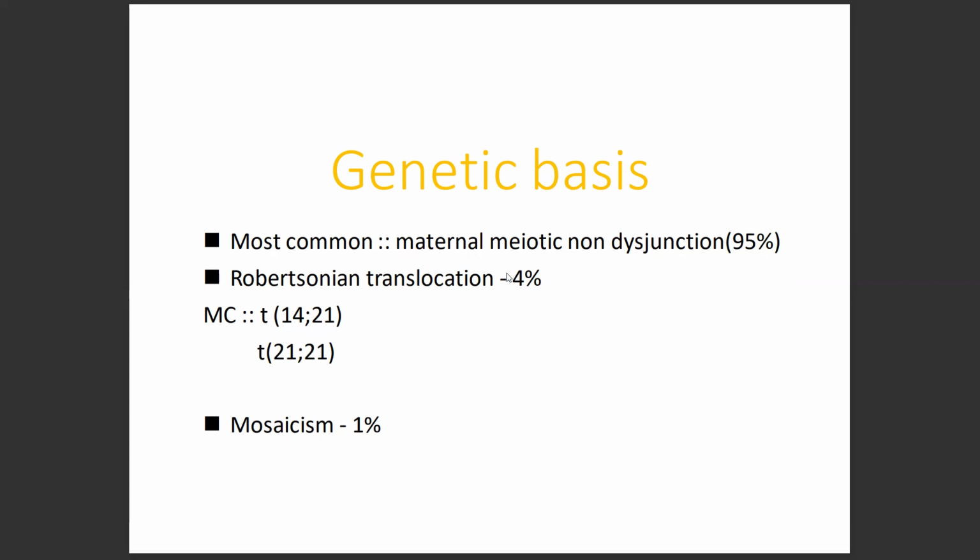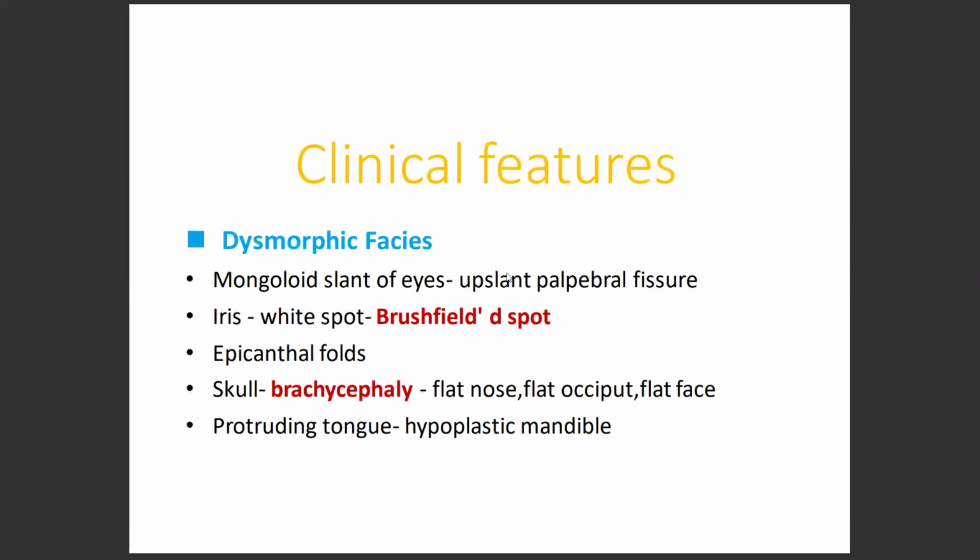So there are three genetic bases of Down syndrome. First is maternal meiotic non-disjunction in 95% of cases. Then we have the Robertsonian translocation, most commonly translocation 14;21, and then mosaicism in 1% of cases. So that is the chromosomal abnormality found in Down syndrome, and that is also a sub-question of the essay. Then, the clinical features of Down syndrome. Dysmorphic facies are the important clinical feature of the Down syndrome child.